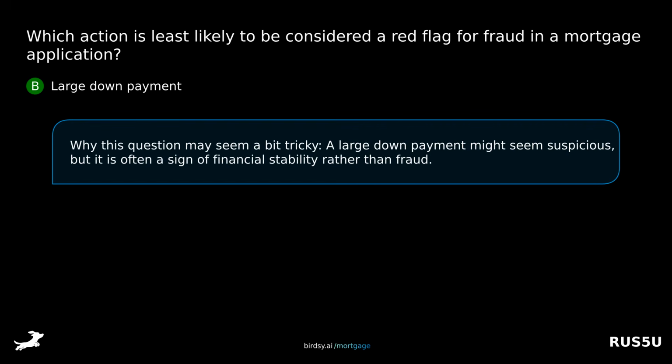Why this question may seem a bit tricky. A large down payment might seem suspicious, but it is often a sign of financial stability rather than fraud.